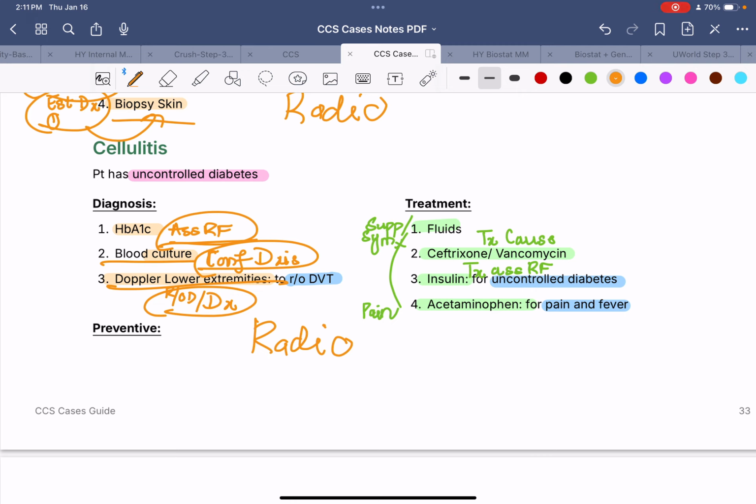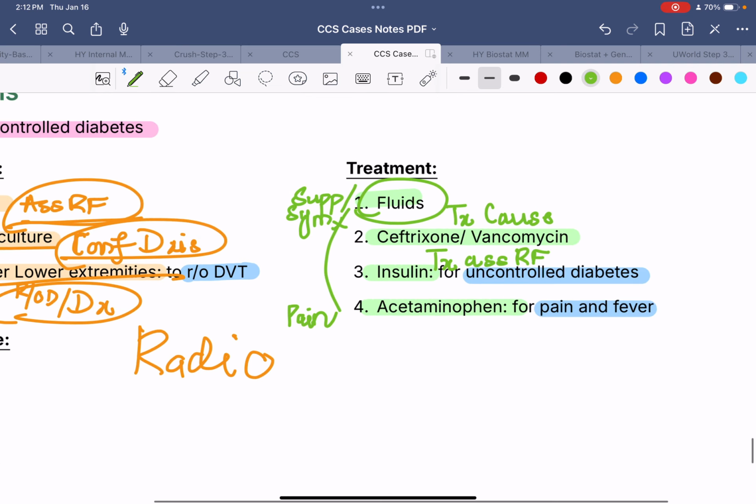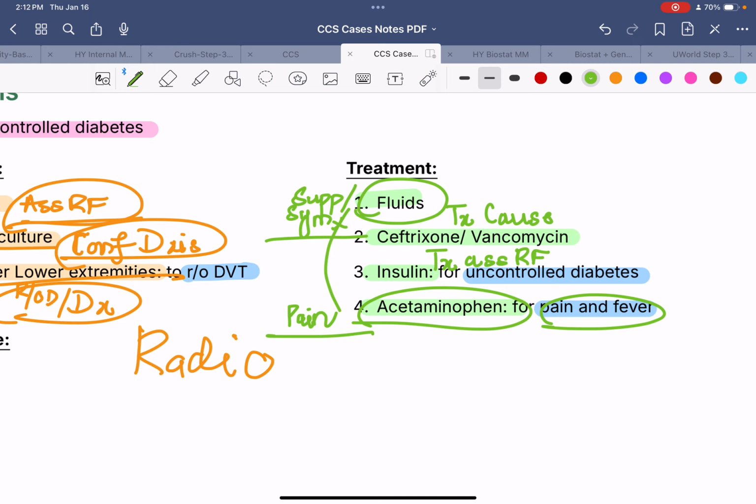So of course the patient might be hypovolemic, so you can do fluid replacement. That is the general, or you can say the symptomatic management. And for the pain and fever relief, you can give acetaminophen. So these are the supportive or symptomatic management. Then for treating the cause, you can specifically give ceftriaxone or vancomycin.